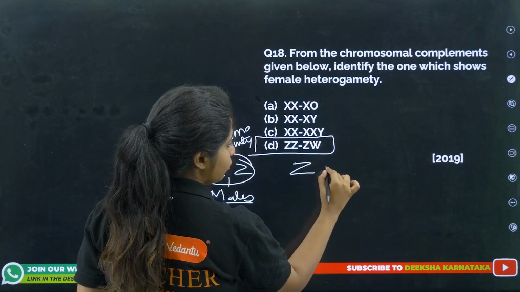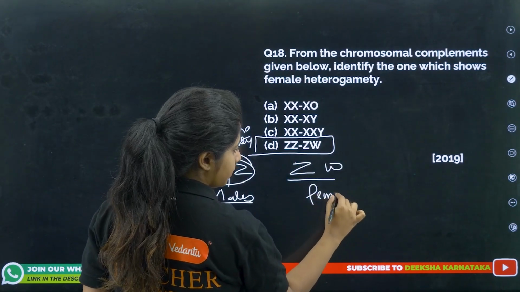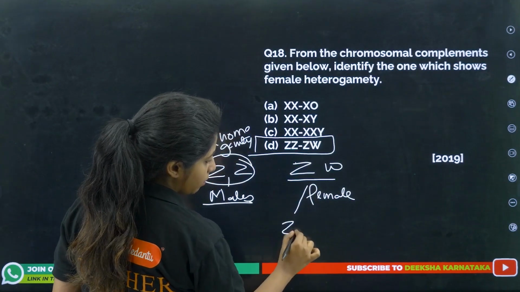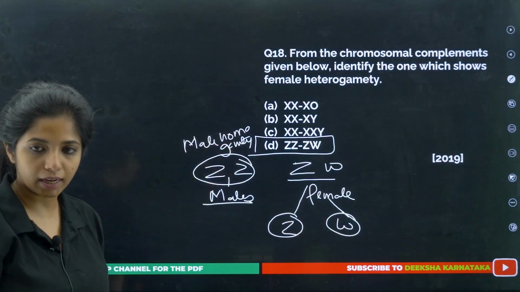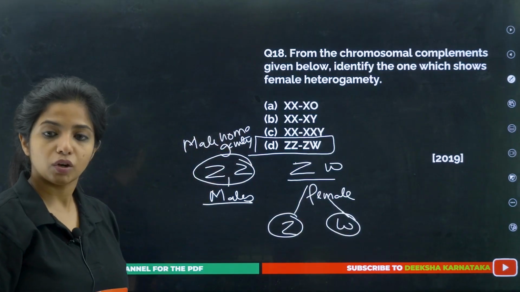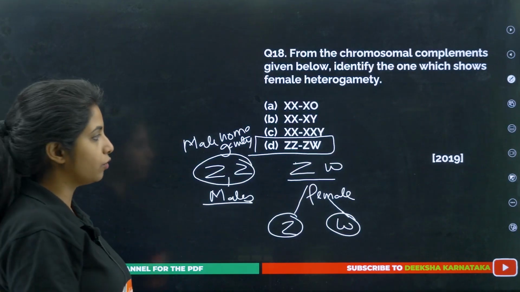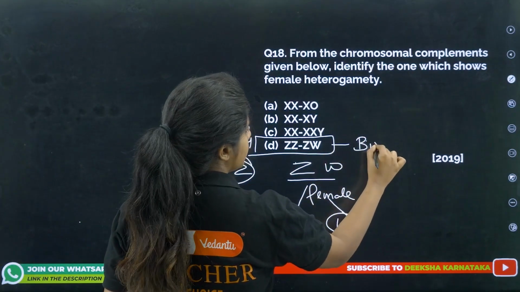Whereas ZW means it's a female. So female now will be producing two types of gametes. One will have Z and the other one will have W. Get it? So this is female heterogamety that you are finding in the case of birds.